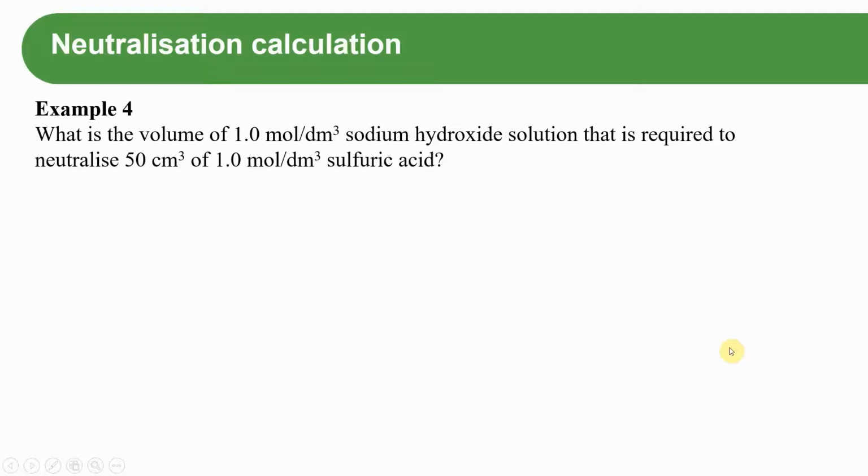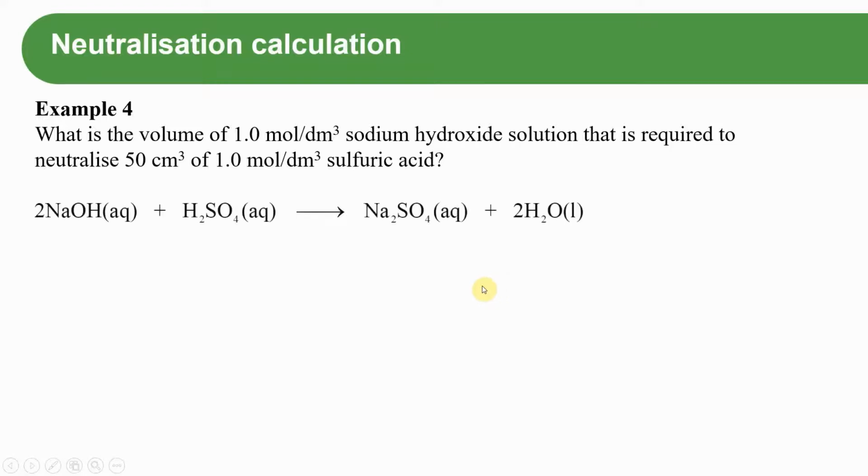So the next example, we are to find the volume of a certain concentration of sodium hydroxide solution that is required to neutralize 50 cm cube of 1 mole per dm cube sulfuric acid. So the working steps are similar. First, we write the chemical equation. Usually will be given. The ratio here is 2 to 1.